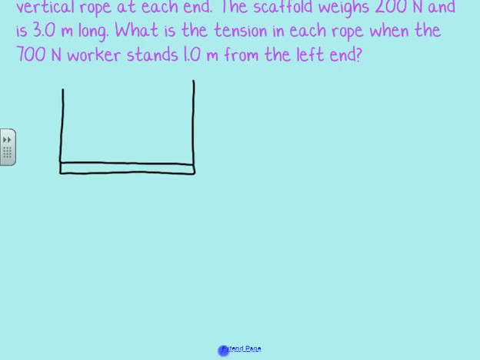There's my scaffold. It tells me the worker is standing 1 meter from the left end. Looking at the forces on this scaffold, I have 2 tensions. I'll call this left one TL and this right one TR. I know that the scaffold has a weight of 200 newtons, and that is at its center. And the man also exerts a force of 700 newtons on this scaffold.